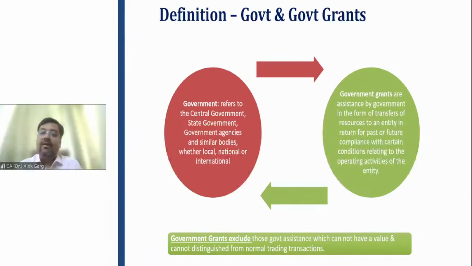Whether local, national or international. World Health Organization, UNICEF. What are these? These are the international government bodies, right? So government includes central government, state government, government agencies and similar bodies, whether local, national or international, right? So we have understood the meaning of government. Is that clear?